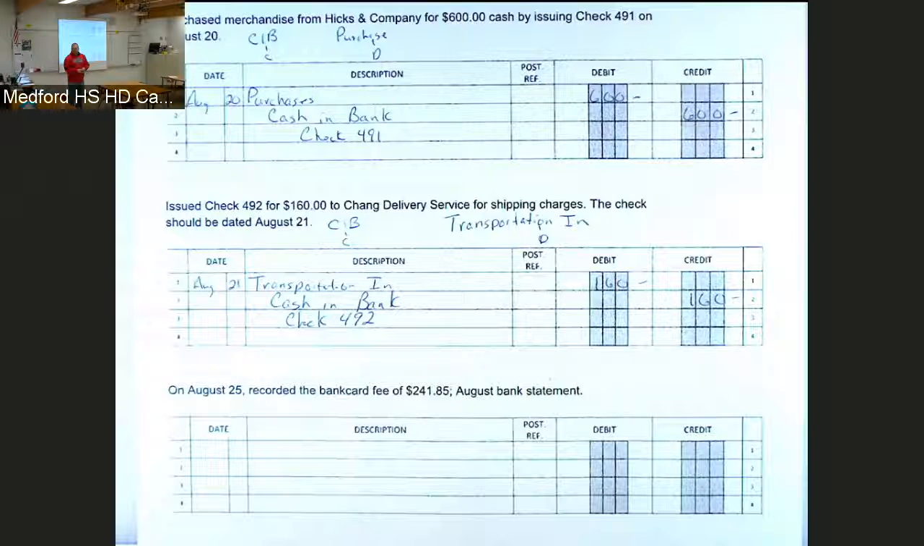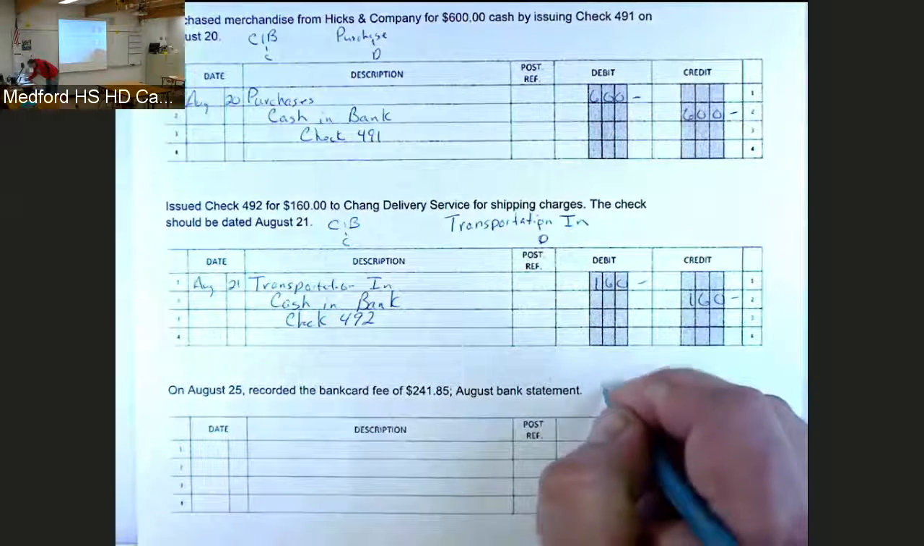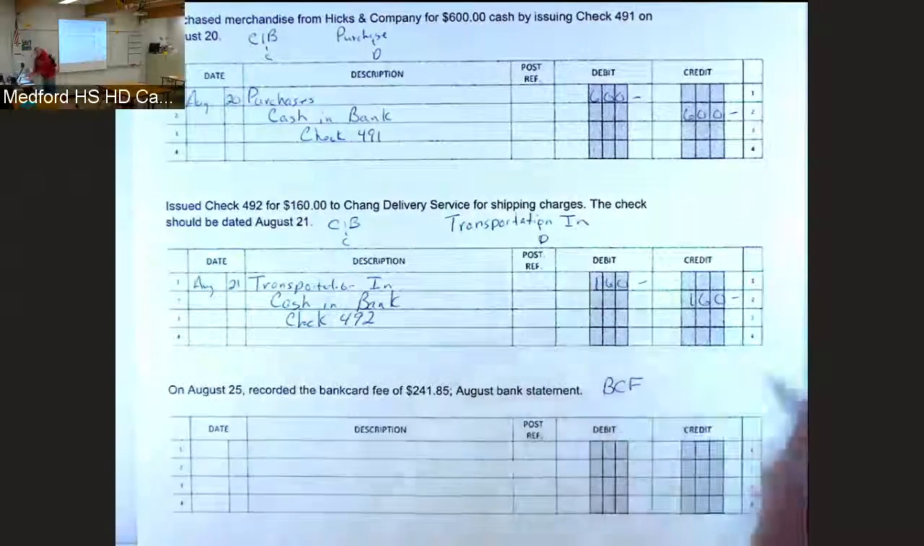The answer is simple. You get your money. I can make a sale when people don't have money by allowing them to use a credit card. I don't make as much money, because I'm going to lose 1 or 2%. But that's an expense I'm willing to pay in order to get more sales. So, recording the bank card fee. The account we're going to use for that is bank card fee.